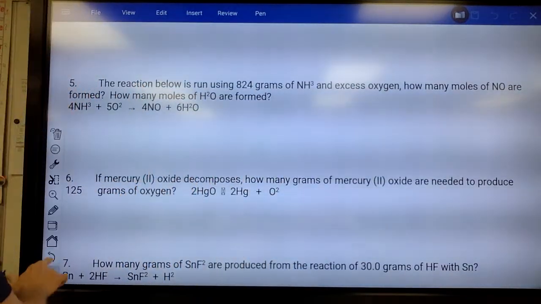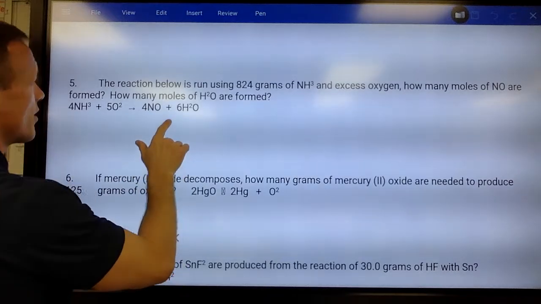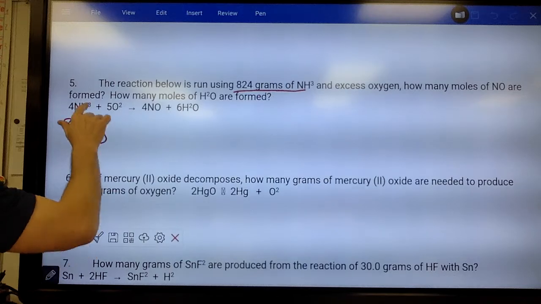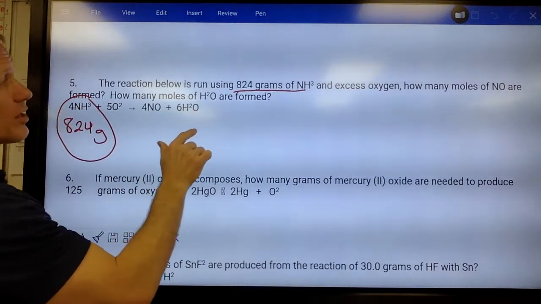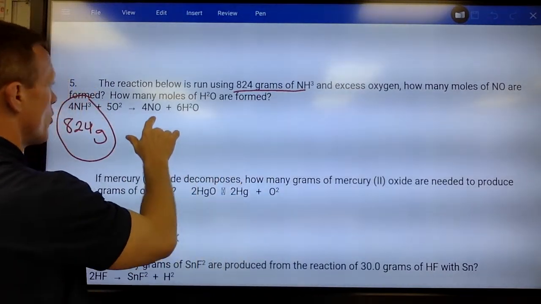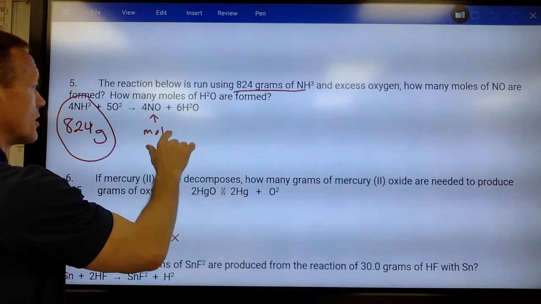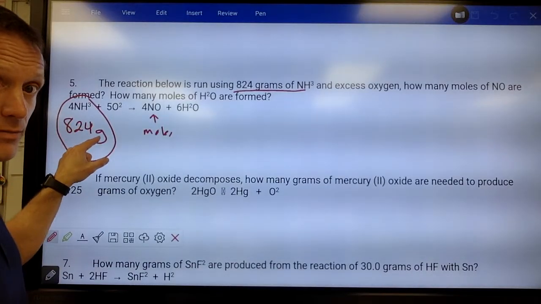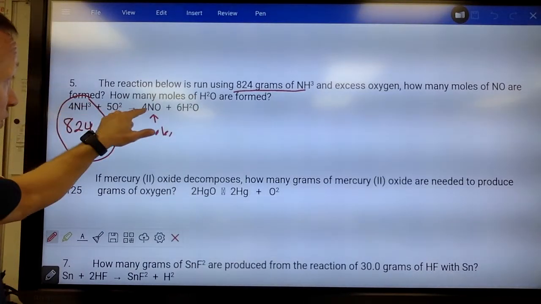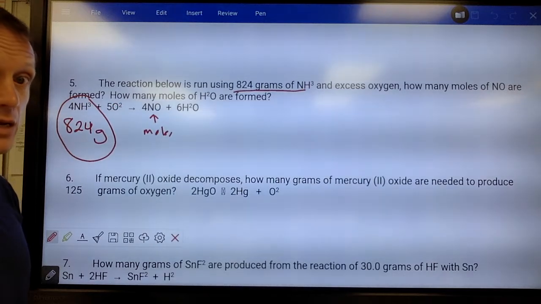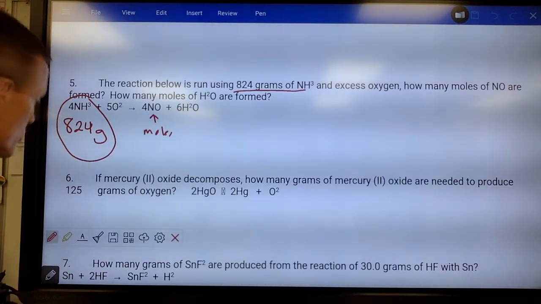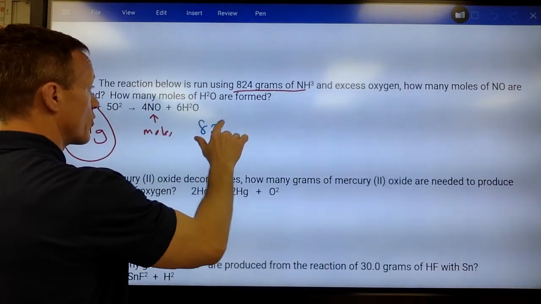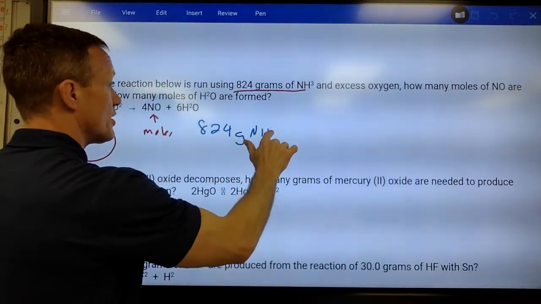I'll do number 5. So this one is saying you have 824 grams of NH3, and it wants to know how many moles of NO. We want to get to moles of NO. So if we think about this, this is in grams, we got to turn it into moles, do our ratio, which is a 4-to-4 ratio, to get from that to that, and then we're done. That'll put us into moles of this.